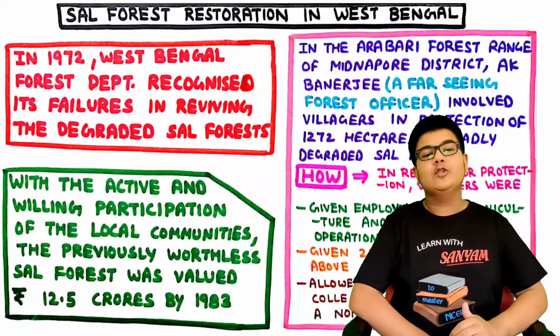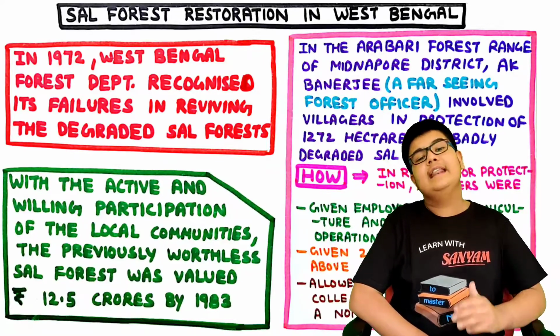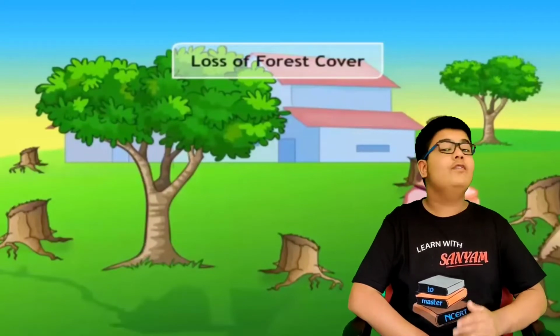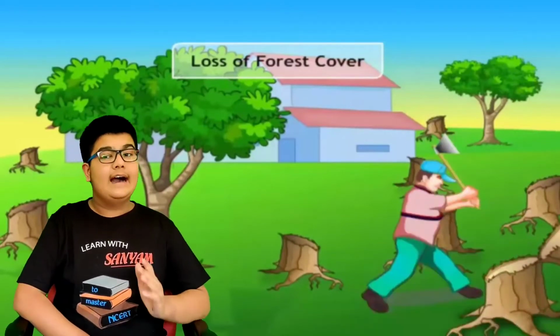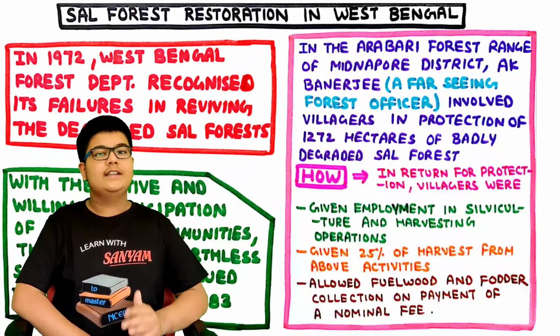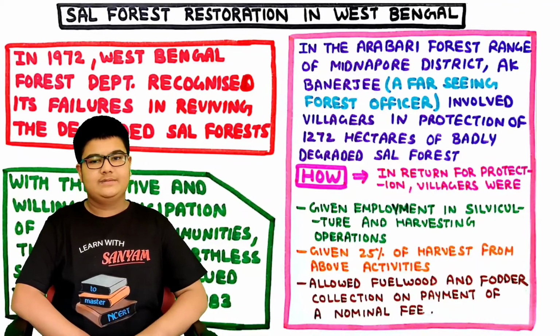Now let's discuss the fourth example, which is the Sal Forest Restoration in West Bengal. In 1972, West Bengal Forest Department recognized its failures in reviving the degraded Sal forests in southwestern districts of West Bengal. In the Arapari forest range of Midnapur district, A.K. Banerjee, a far-seeing forest officer, involved villagers in protection of 1,272 hectares of badly degraded forest.